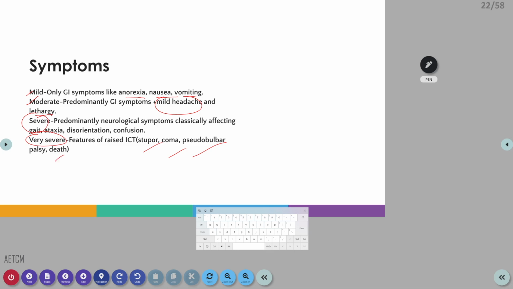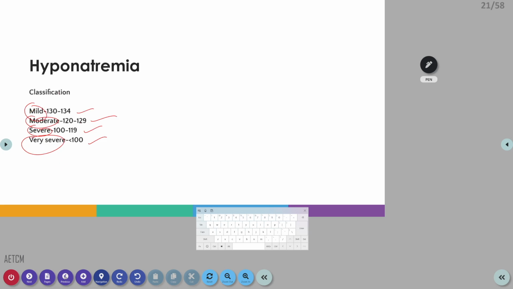The important take-home message from this slide is whenever you see a serum sodium level, you have to correlate it with the corresponding symptoms. That is, a serum sodium level of 120 will never cause severe neurological symptoms like seizures. So we need to compare the serum sodium level with the clinical features that correspond to that serum sodium level.